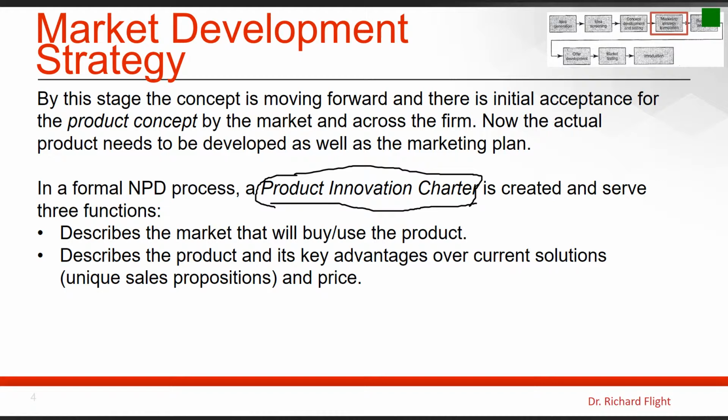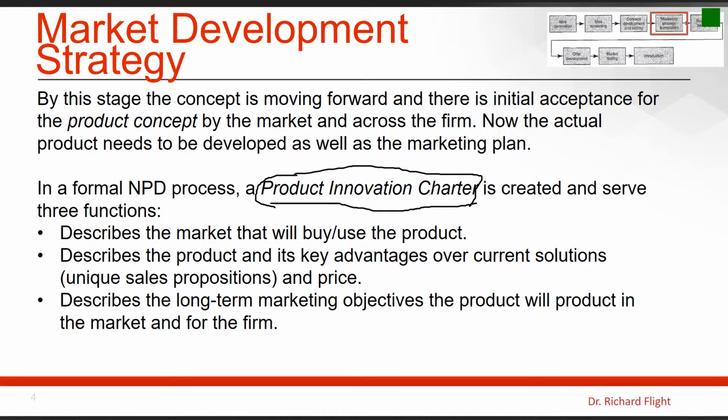I want to describe the product and its key advantages over current solutions, and I also want to include the price. So again, in this charter or this written document that I'm creating, I'm describing who should buy the product, who the market is that it's intended for, why somebody should buy the product, so its key advantages over current solutions.